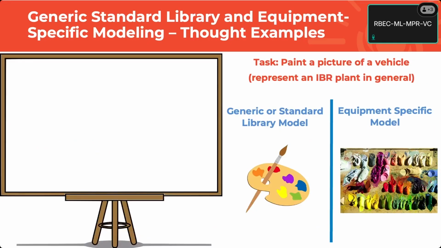So first example is the task, right? We have a task. So this would be to represent an IBR plant in general. The example here, the anecdote, is to paint a vehicle, just a vehicle.